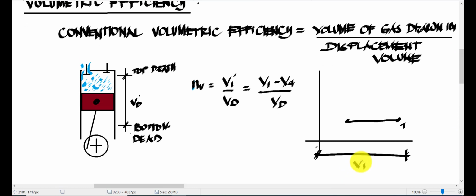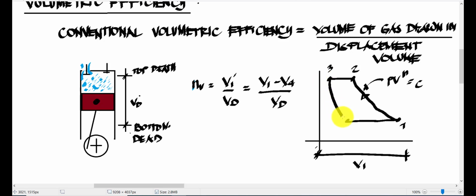So this is our V1. Now during the compression stroke, we have point 2 going up here, and we have PV^n equals a constant. Then we have the discharge at point 3. Then again the suction stroke going to point 4. So in the equation, that is V1 minus V4.